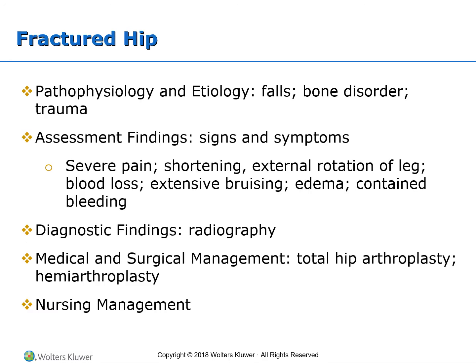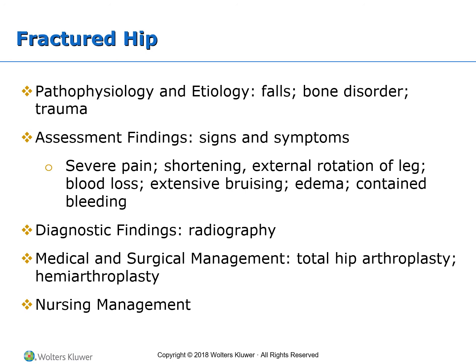A hip fracture affects the proximal end of the femur. This type of fracture commonly results from a fall and occurs more frequently in older adults with osteoporosis. Usually the falls are not very traumatic, but the client's condition contributes to the resulting fracture. Fractures may occur in the femoral neck, at the trochanters, or below the trochanters.